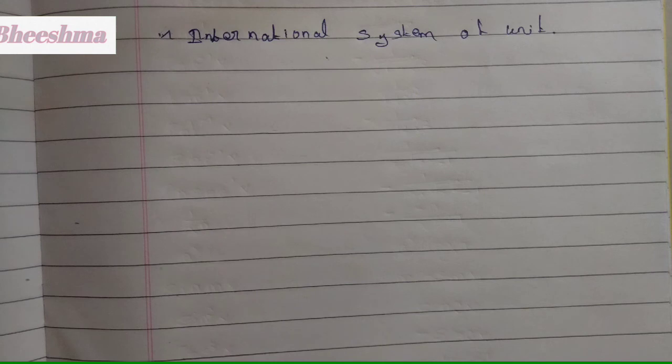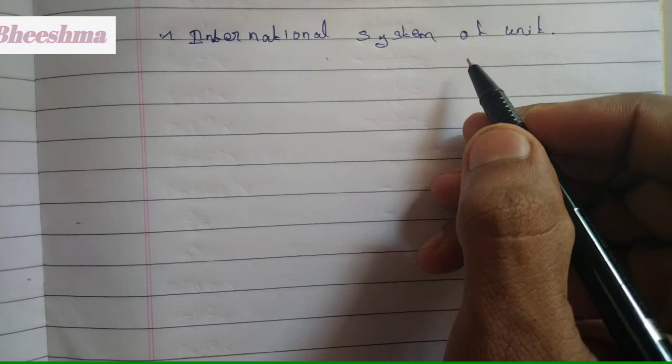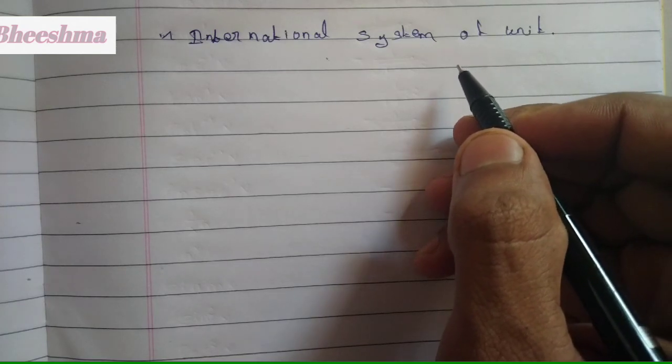Good morning to everyone. In this video we are going to discuss the topic about SI units and its symbols. International System of Units. SI is the abbreviated form of the French Système International, the modern form of the metric system.